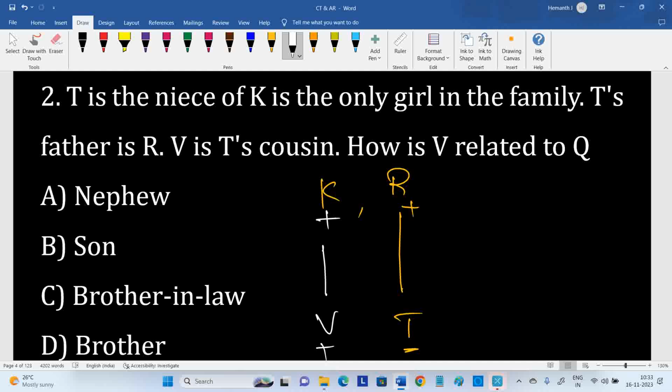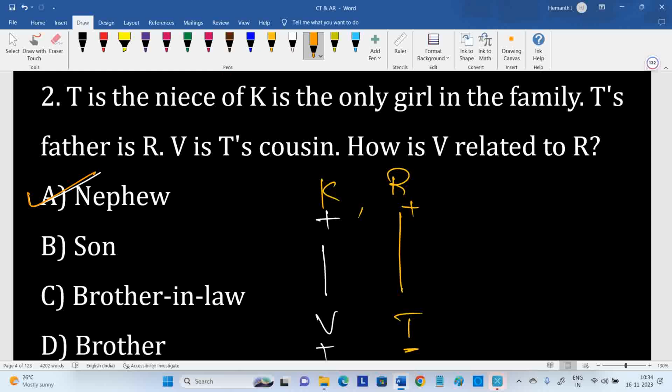Now the question is how is V related to R? What's the answer? Nephew. Nephew is correct. Nephew is your brother's or sister's son. R's brother is K, and K's son is V. So V is nephew to R.